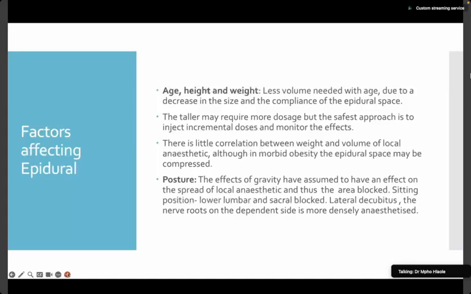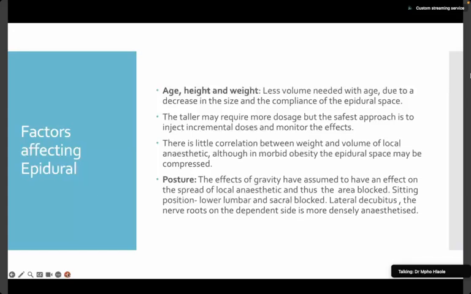When it comes to weight, there's no correlation between weight and the volume of local anesthetic. Although when a patient is morbidly obese, you have to consider that because of the obesity, the epidural space might be compressed. So you might find that the space is a bit smaller, and it does affect the volume that you need to give the patient.